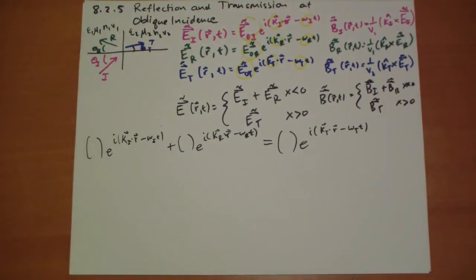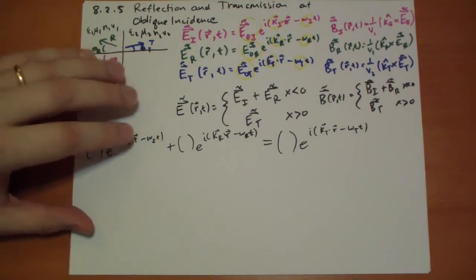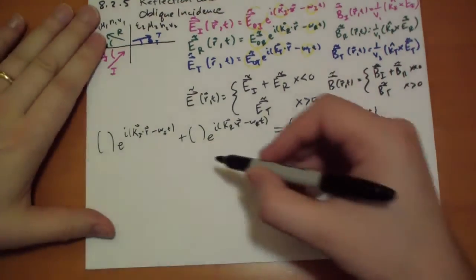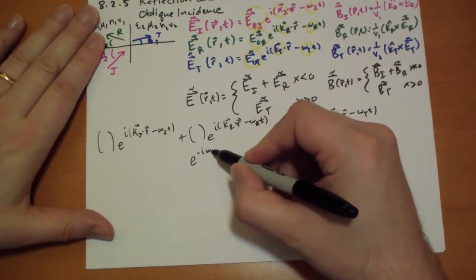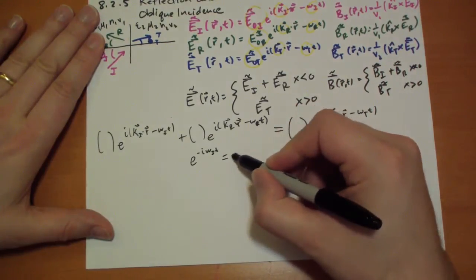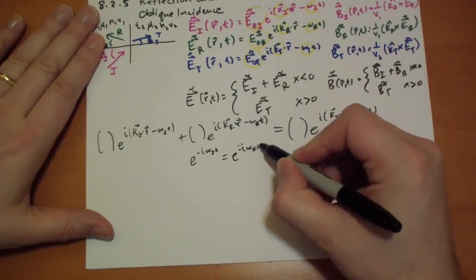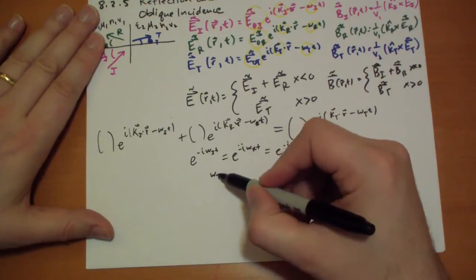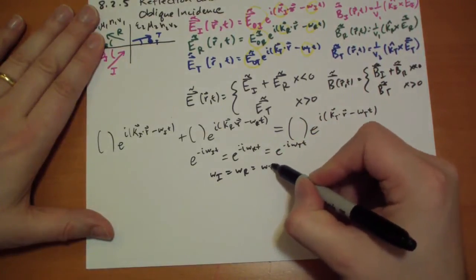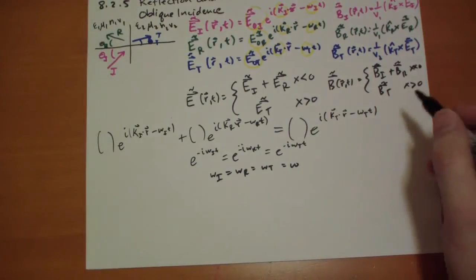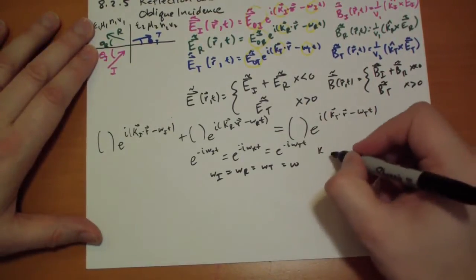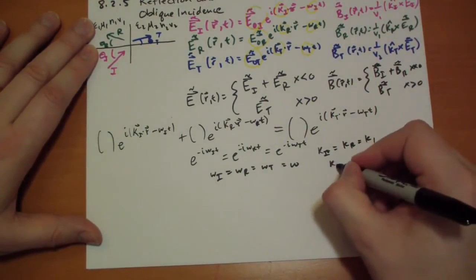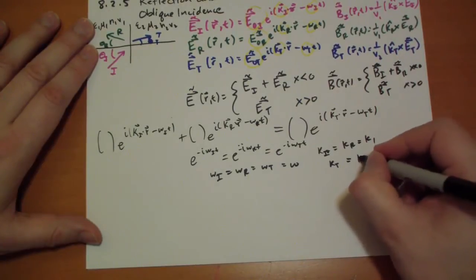Just like before, if we hold everything else constant and vary time, all these terms must line up with each other in order for it to be equal. So we conclude that e to the minus i omega I t is equal to e to the minus i omega R t, which is equal to e to the minus i omega T t, which says the omegas are all equal. We'll just call that omega. Because the omegas are equal, kappa incident has to equal kappa reflected. We'll call that kappa 1 for the left, and kappa transmitted has to be kappa 2.